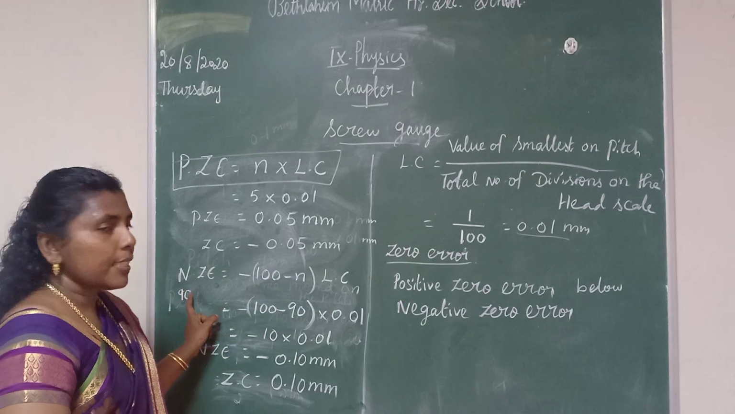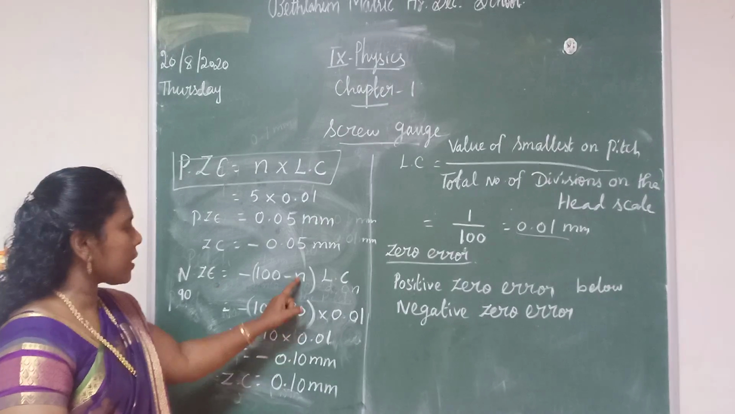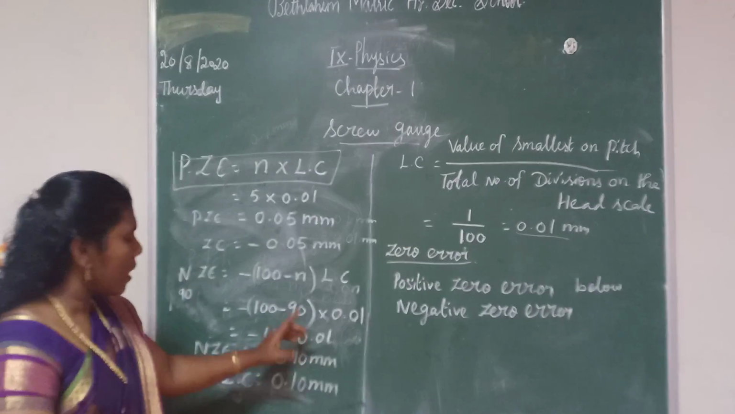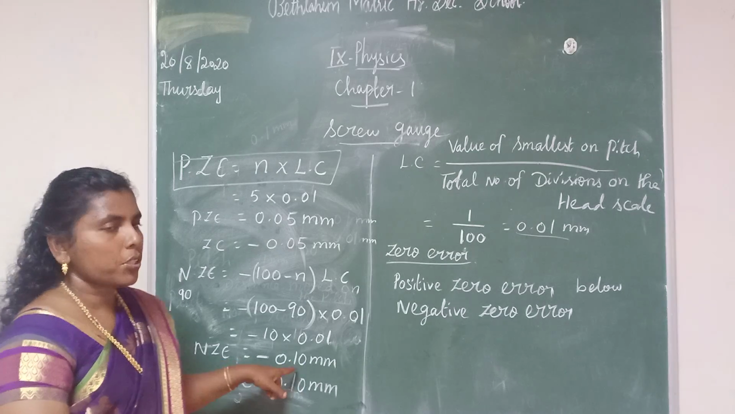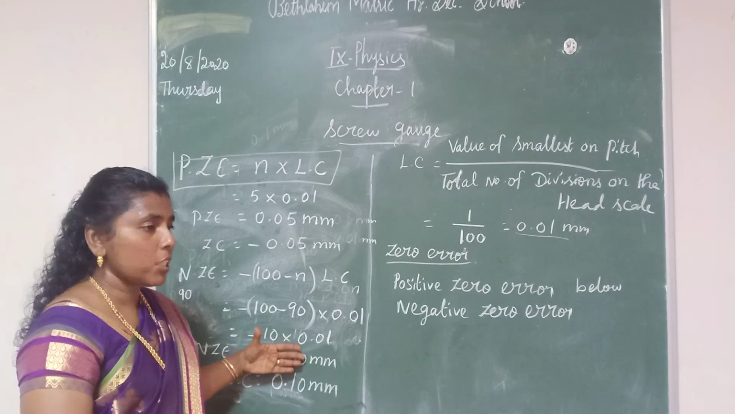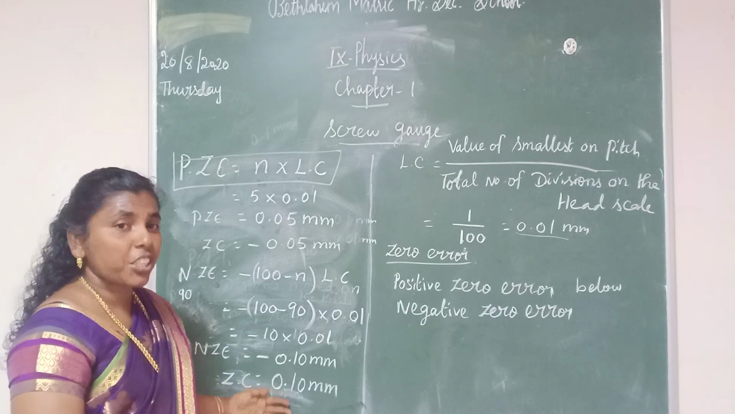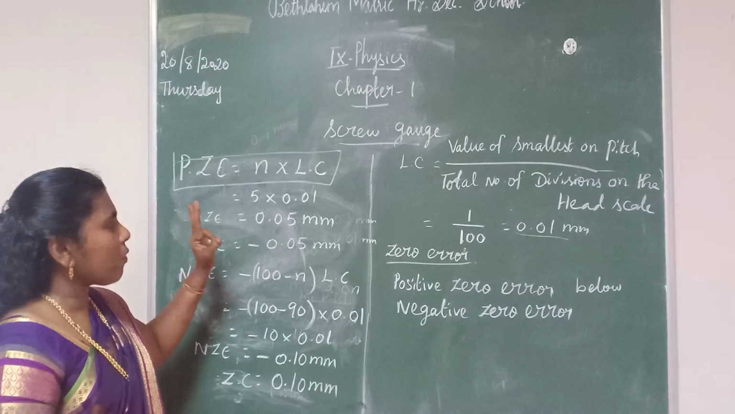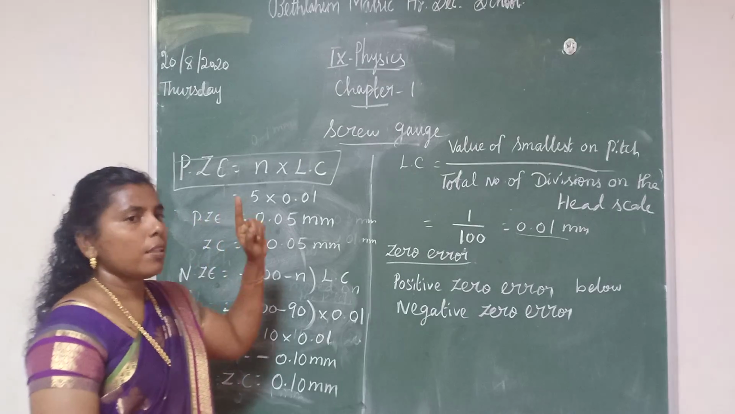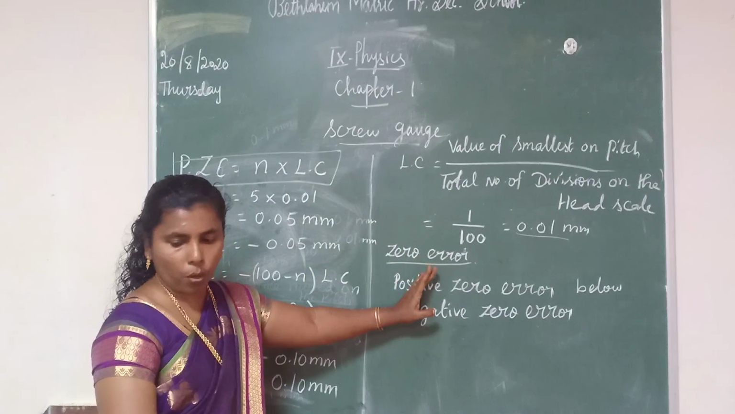So here, 90 division quantile. Instead of N, you have to write 90. Subtract and multiply, and you will get the value. If you get a negative value, that is zero error; if you get a positive value, that is zero correction. So first you have to find the pitch, then the least count, then the zero error.